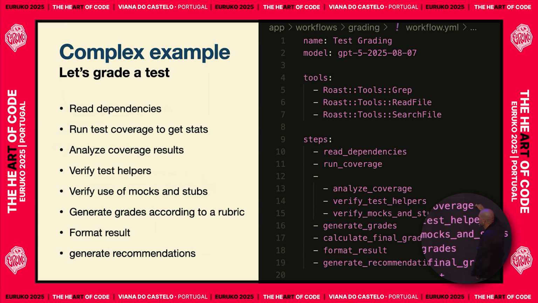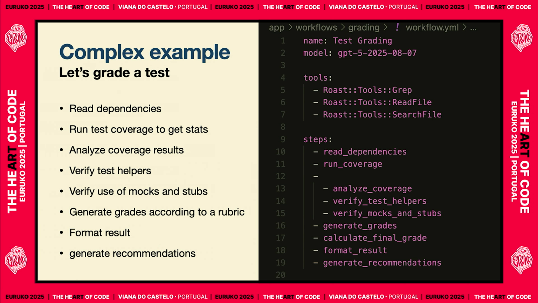So the steps that we're going to execute in parallel is to analyze coverage, verify the test helpers that are used by this test, verify the mocks and stubs, and sorry, I'm in the way. And then finally, once that little block finishes and it comes back to the main context, it'll generate some grades, calculate them, format the results, and generate recommendations.